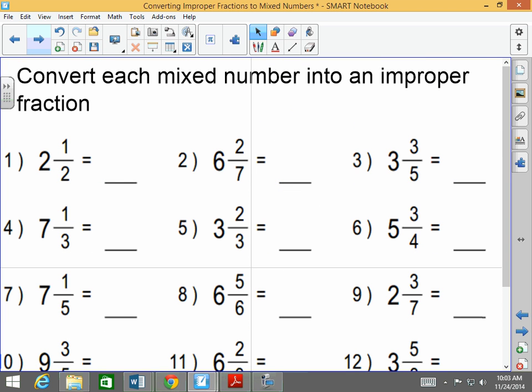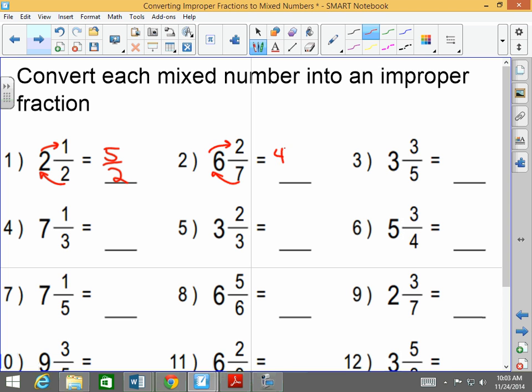Now, let's convert each mixed number into an improper fraction. What's 2 times 2? 4. Plus 1? 5 over 2. Done. What's 7 times 6? Plus 2? So that's 44 over 7. What's 5 times 3? 15 plus 3? 18 over 5. What's 3 times 7? 21 plus 1? 22 over 3. What's 3 times 3? Plus 2? 11.